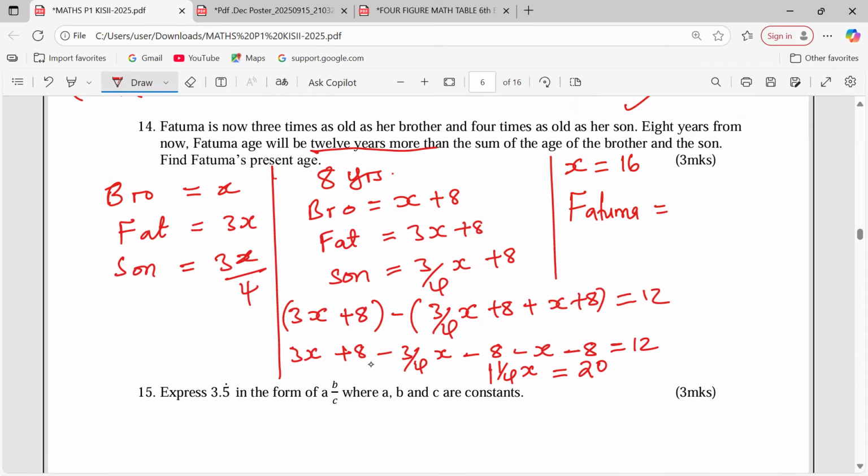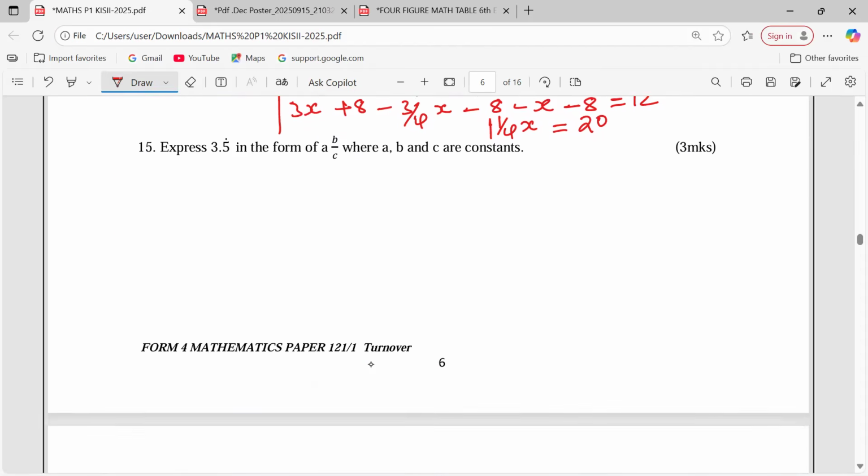Fatuma is going to be 3 multiplied by 16, giving us 48. Yeah, giving us 48 years of age.